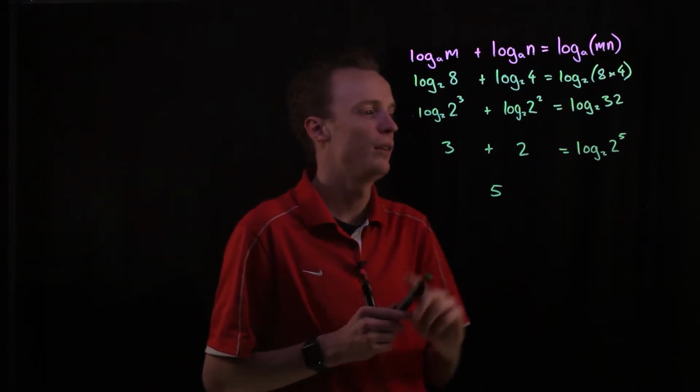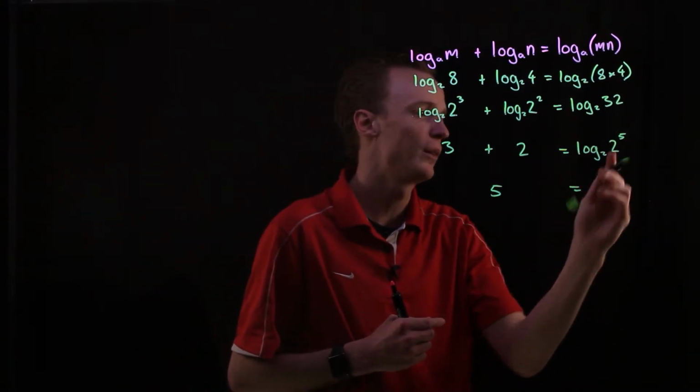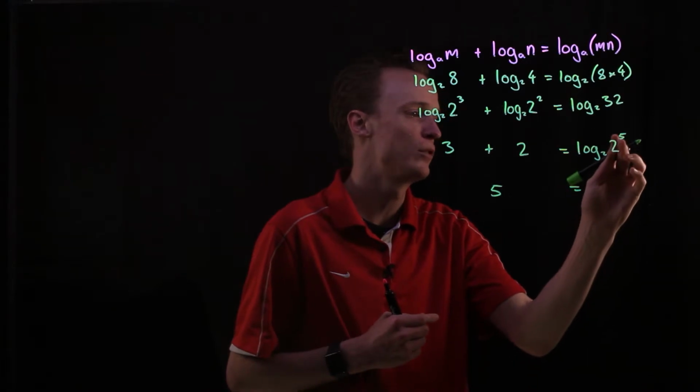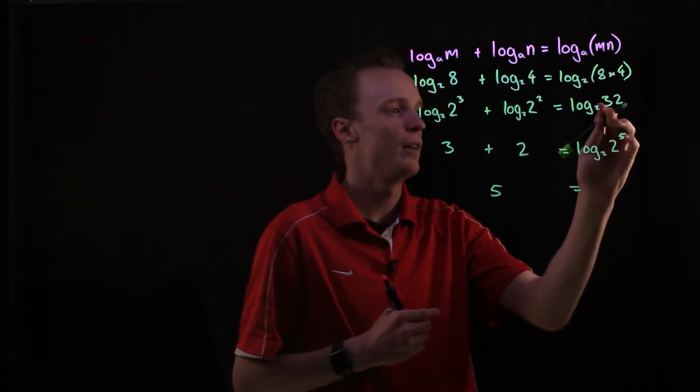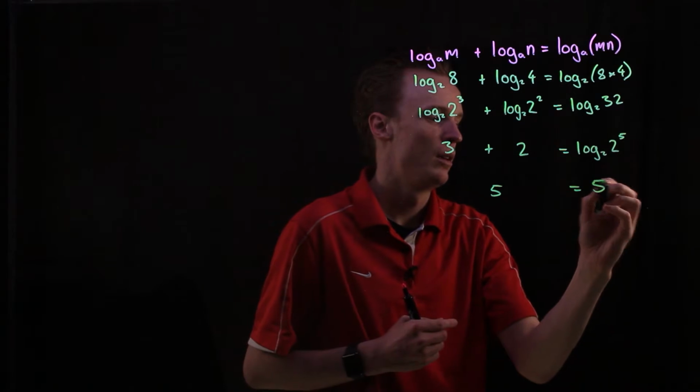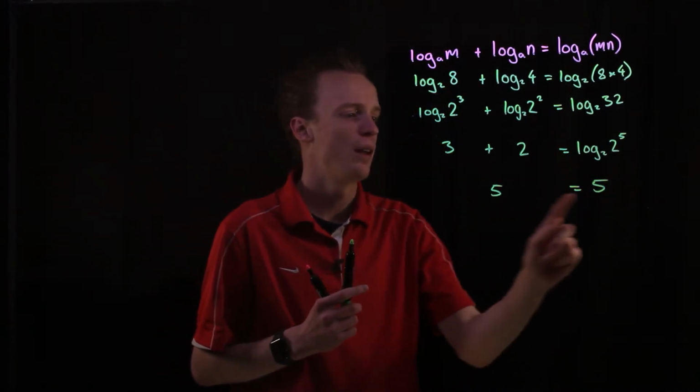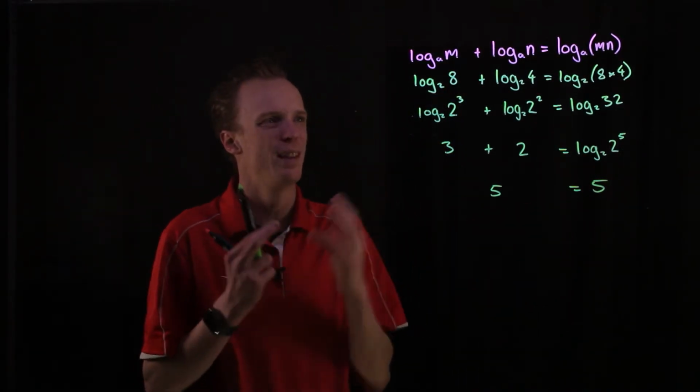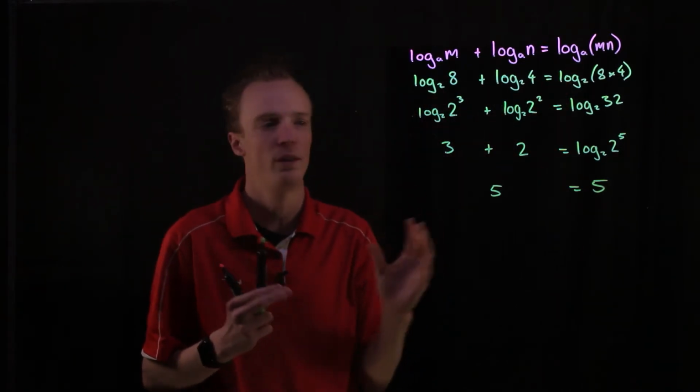So when I evaluate this, this will mean that this is equal to my exponent of 5. I'll need to raise the base of 2 to the power of 5 to get 32. And what you can see here is it does, in fact, equal each other. So this does support the law at this stage.